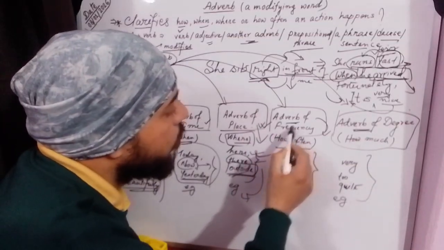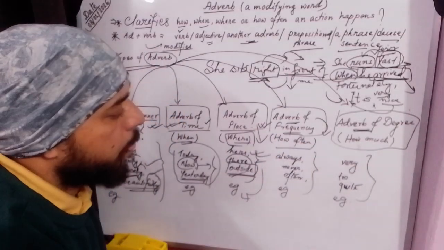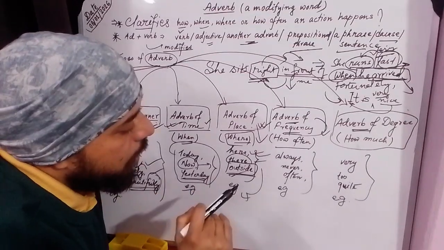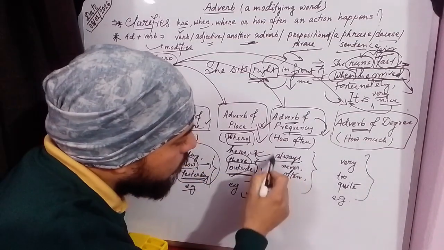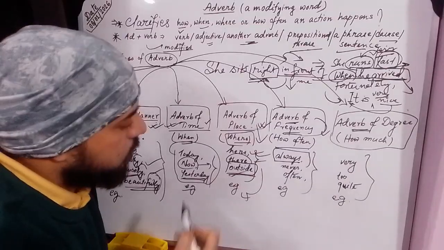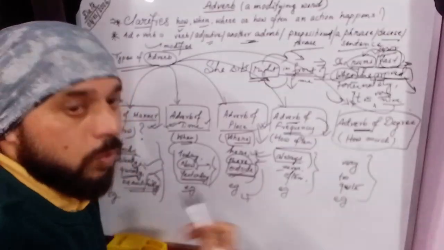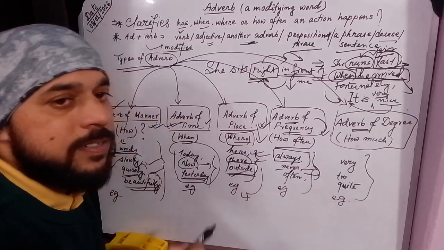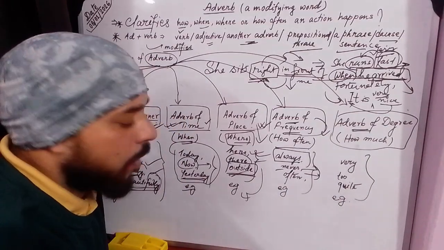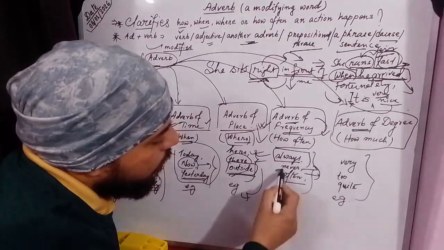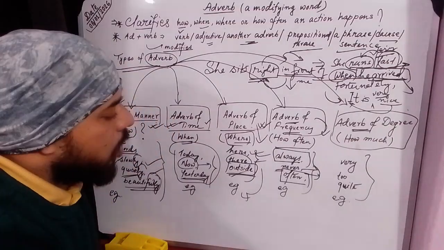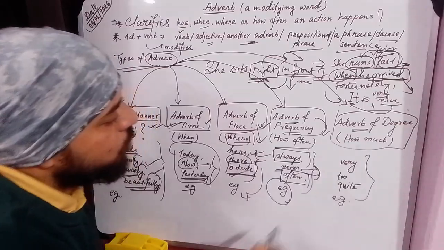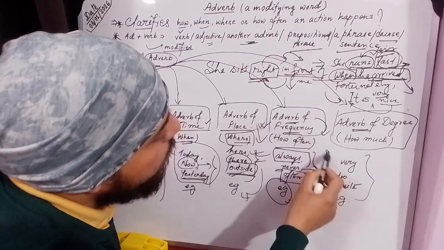Next comes adverb of frequency, that speaks about how often something happens, an action happens. I always go to the temple or to the mosque or to the gurudwara. She never learns how to talk to people. I often play in the field early in the morning. So these are the examples of adverb of frequency.